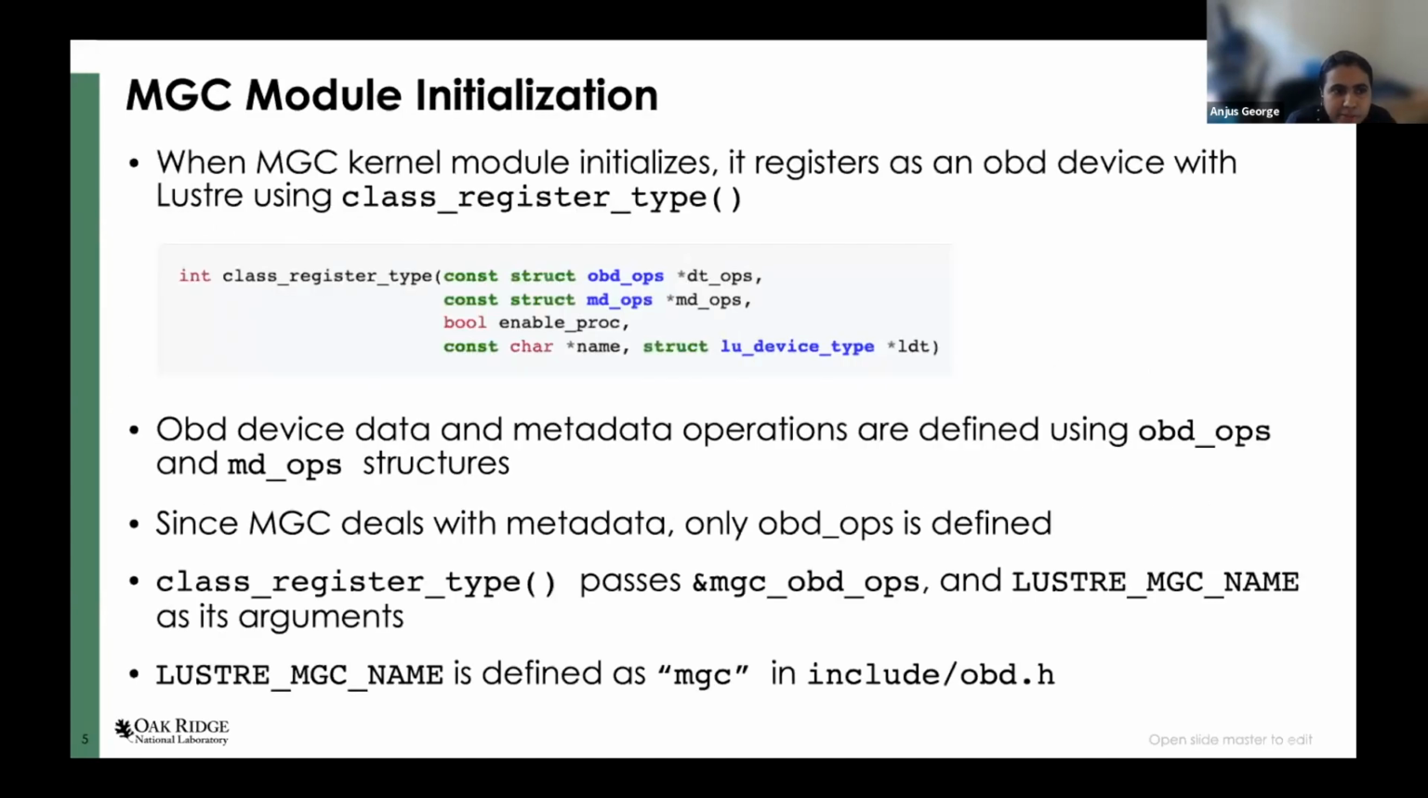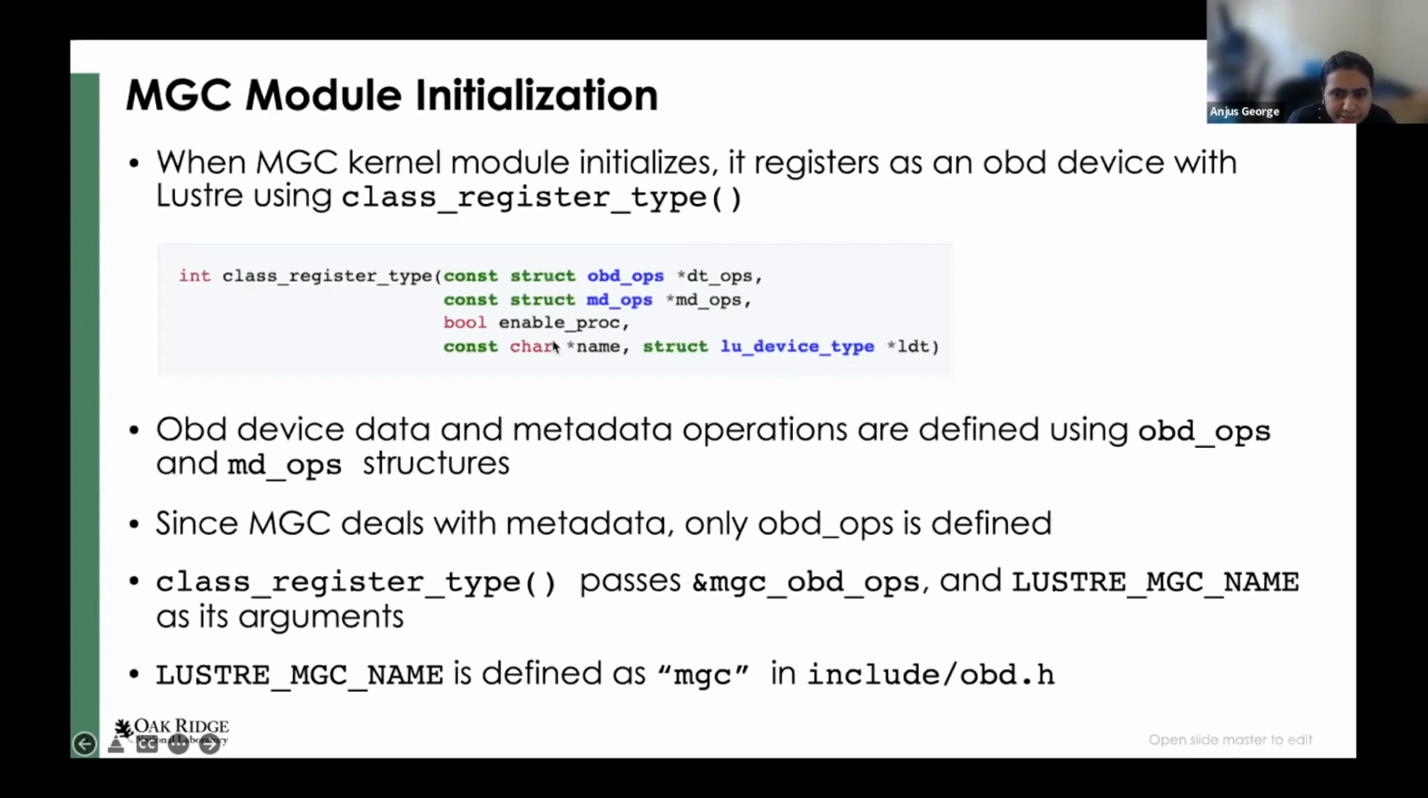So let's start from the MGC module initialization. When the MGC module initializes, it registers as an OBD device type with Lustre using the class register type function as shown in this source code here. OBD device data and metadata operations are defined using OBD ops and MD ops structures. Since MGC deals with only metadata in Lustre, it has only OBD ops operations defined.